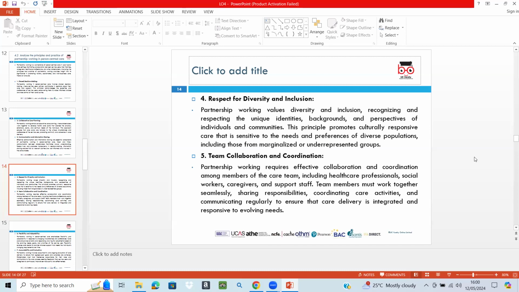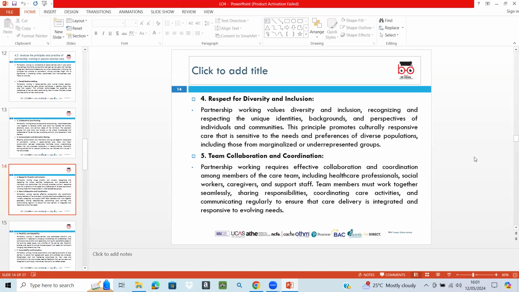Recognizing and respecting the diverse identities, backgrounds, and perspectives of individuals and communities is crucial for fostering a supportive and inclusive care environment. By embracing diversity, partnership working ensures that care is tailored to meet the specific needs, preferences, and values of individuals from various cultural, social, and demographic backgrounds. These principles promote culturally responsive care that is sensitive to the unique needs of diverse populations, including those from marginalized or underrepresented groups, ultimately enhancing the quality and effectiveness of care delivery.